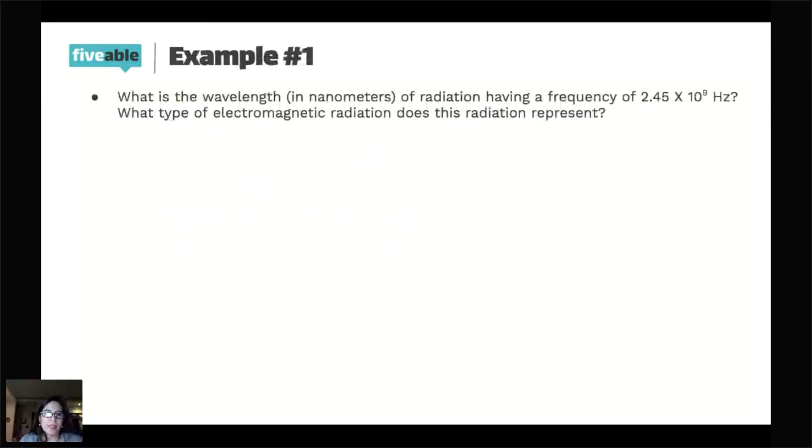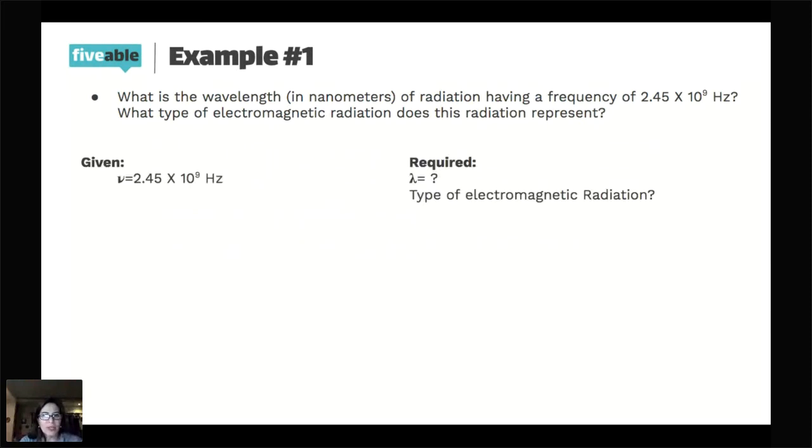Let's do an example. If they ask us for the wavelength in nanometers of radiation having a frequency of 2.45 times 10 to the power of 9 hertz, and they ask us what type of electromagnetic radiation this represents. As always, I recommend you organize your data, the given and the required. They gave us the frequency and they're asking us for the wavelength and the type of electromagnetic radiation. So we're going to use the formula and substitute.